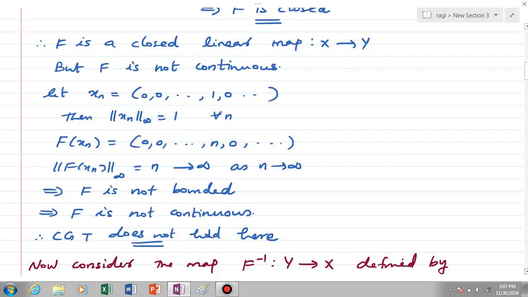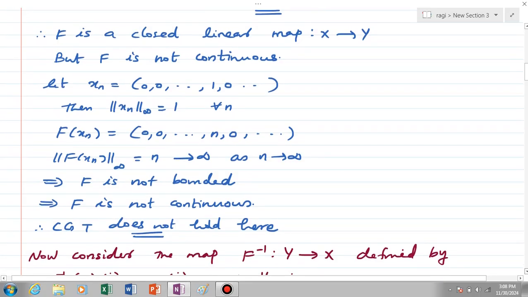That means the n occurs in the nth place and all other entries are 0. This means that norm infinity of F(x_n) is clearly equal to n, which tends to infinity as n tends to infinity. This means that the function capital F is not bounded, and so it is not continuous. Okay, so we have found a closed linear map F which is not continuous. By the closed graph theorem, if the spaces X and Y are Banach spaces, then every closed linear map is continuous. So here the closed graph theorem fails because here X and Y are not Banach spaces.